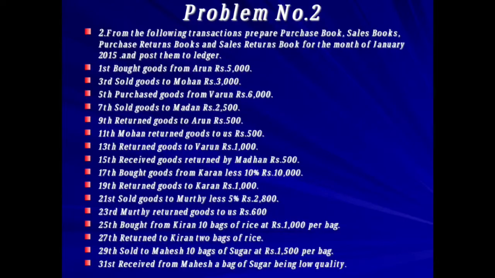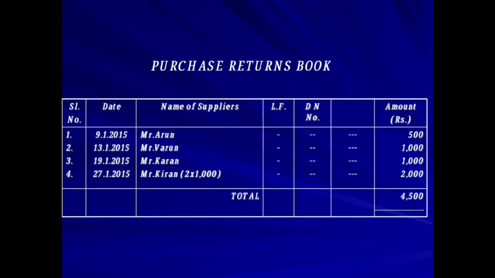The next entry you have on 19th. Okay, returned goods to Karan rupees 1,000. Previously we have purchased from him, now we are returning it rupees 1,000. Okay, so we have to record it in purchase return book. See, third entry on 19/1/2015, Mr. Karan rupees 1,000 we have returned to him.